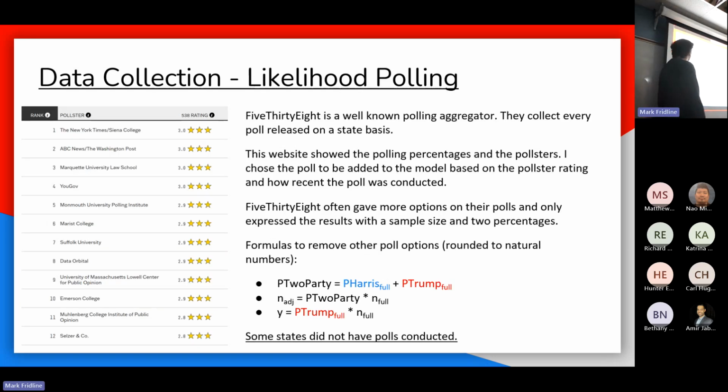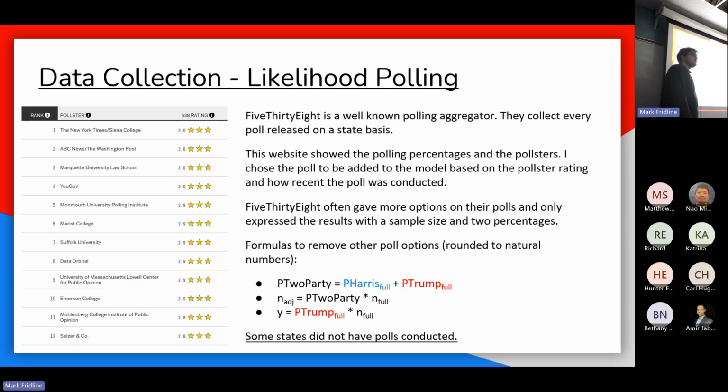Okay, so here's how I collected the data for the likelihood polling. I used a website called 538, a well-known polling aggregator. They collect every poll released on a state basis. So I could type 538/polling/Michigan, and it'll show me every poll that was conducted in Michigan throughout this election.